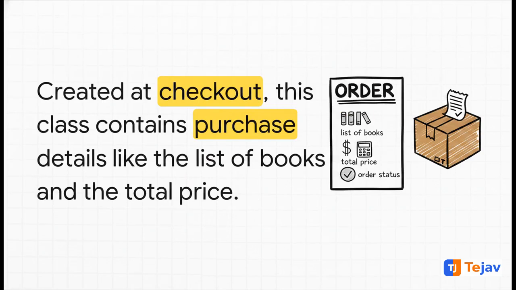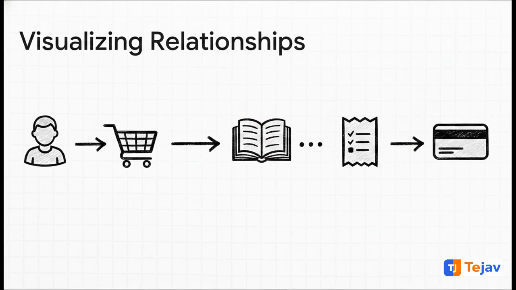And finally, when the user is ready to hit that buy button, we'll need an order class. This class gets created at checkout, and it would lock in all the details of the purchase, like the list of books, the final price, and the order status. But here's where the real design work comes in, connecting all these pieces. See, a user has one cart. That cart, in turn, contains multiple books. And when an order is finally placed, it's linked to a payment. You see how we're building a logical structure here? This right here is the heart and soul of low-level design.